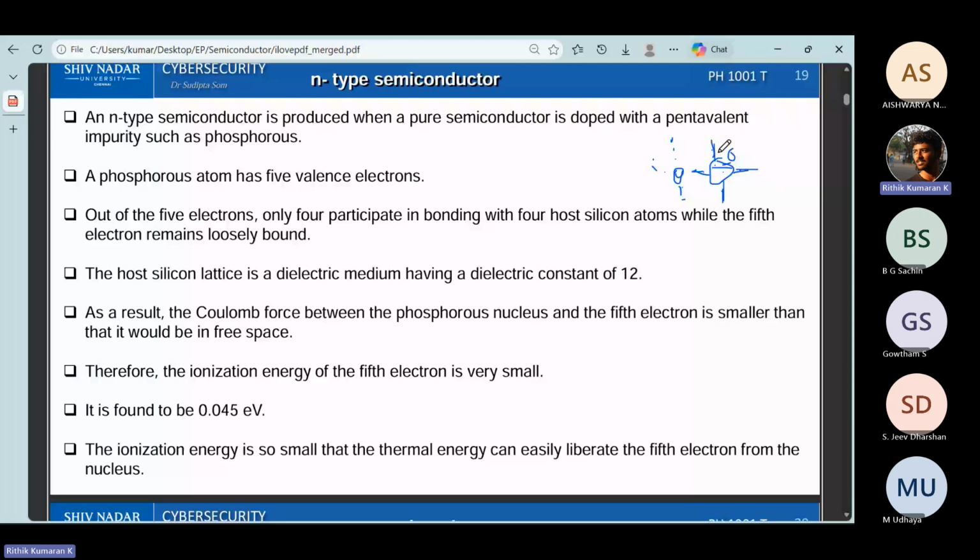But the 5th electron is obviously free, right? It is not connected anywhere. So it is very easy to kick off this 5th electron. At normal temperature itself, this 5th electron gets kicked out. It is free and roams around. If an electron roams around, it can carry a much larger amount of current. Correct? So this is the logic behind the N-type semiconductor.